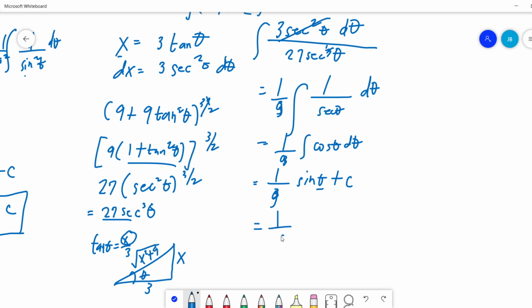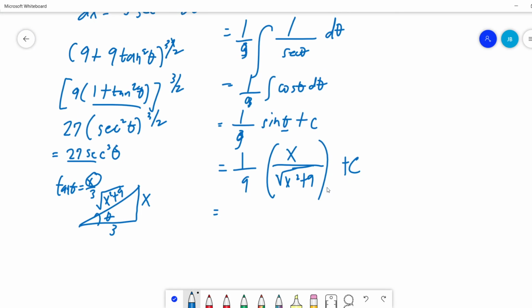Okay, so what is the value of sine theta? That's opposite. So that's x over hypotenuse, which is the square root of x squared plus 9 plus c. Alright, so to make the answer nicer, that would be x all over 9 square root of x squared plus 9 plus c. Alright, now this is our final answer.